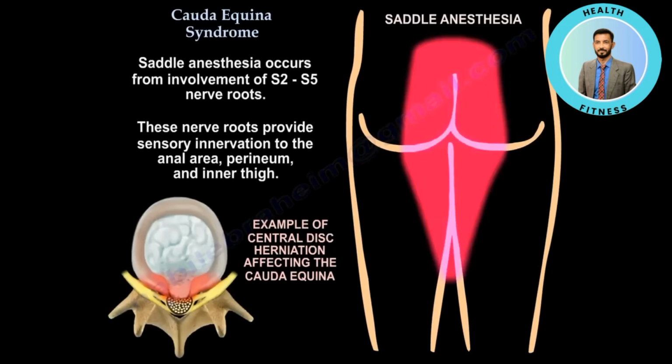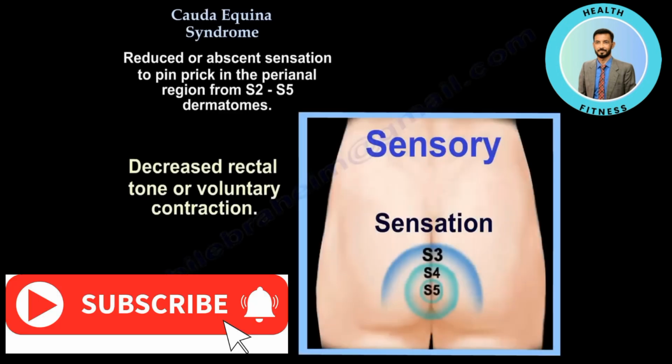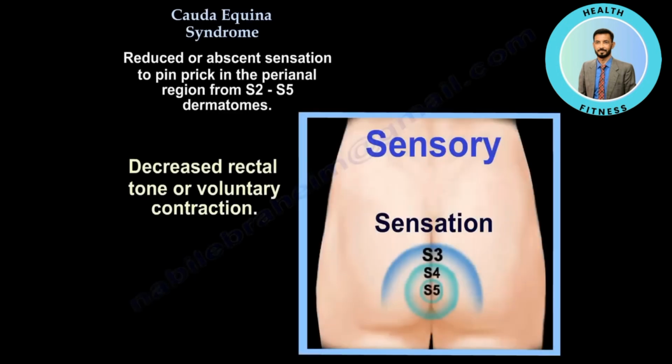Saddle anesthesia occurs from involvement of S2 to S5 nerve roots. These nerve roots provide sensory innervation to the anal area, the perineum, and the inner thigh. You will find reduced or absent sensation to pinprick in the perianal region from S2 to S5 dermatomes, and decreased rectal tone or voluntary contraction.